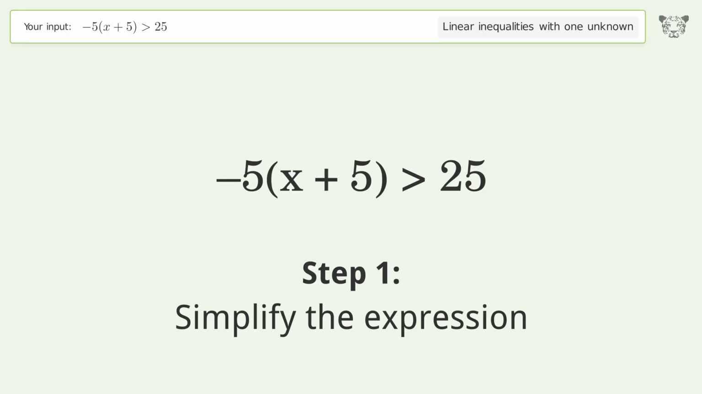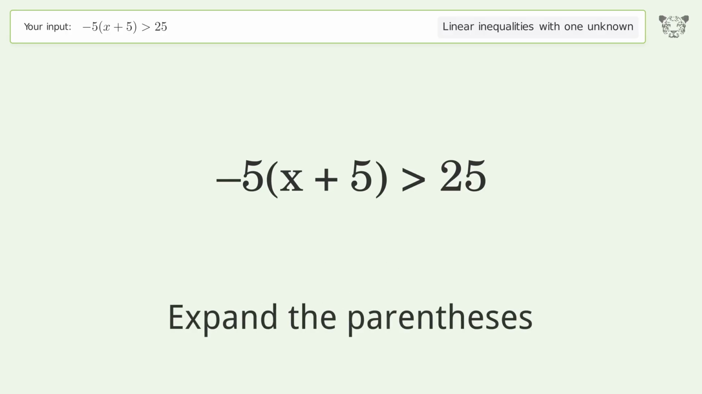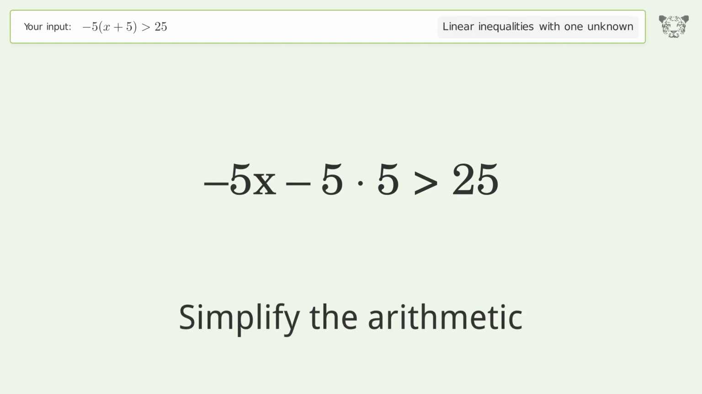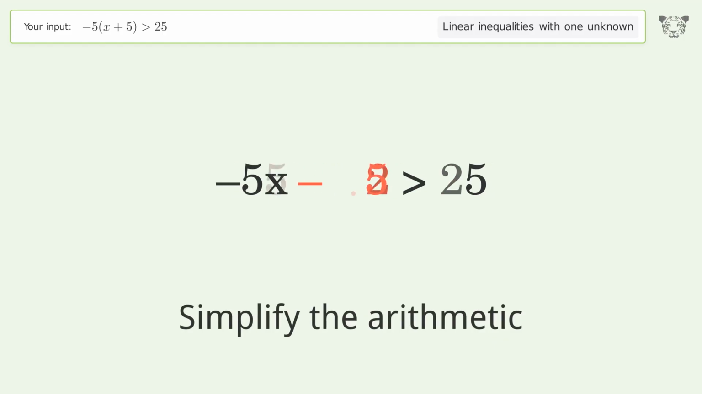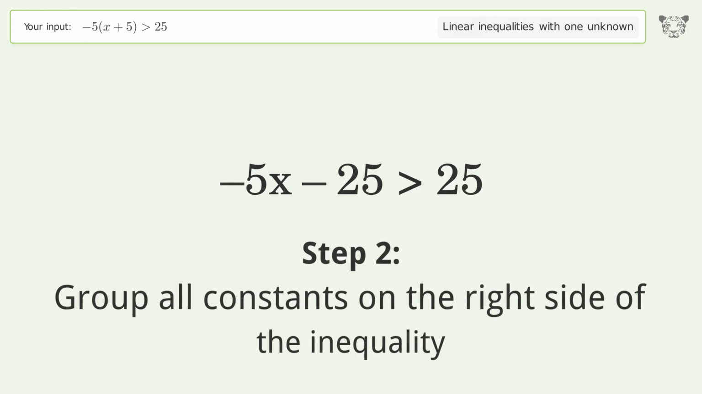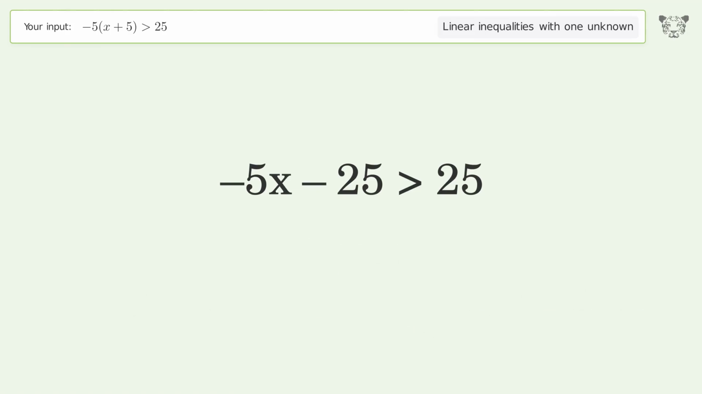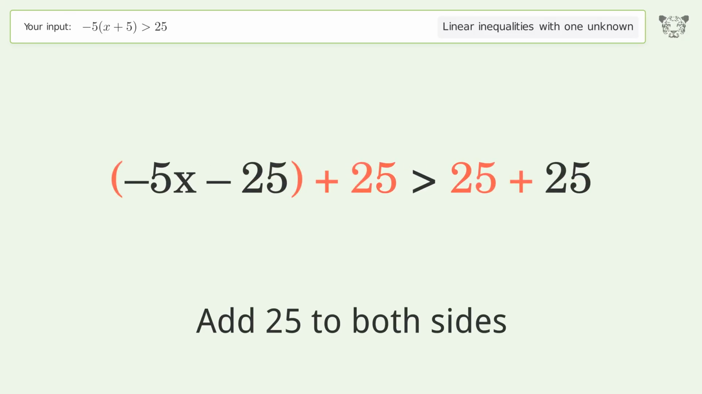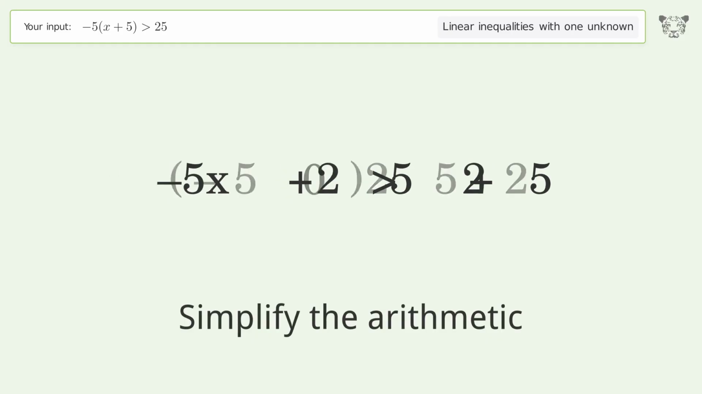Simplify the expression. Expand the parentheses. Simplify the arithmetic. Group all constants on the right side of the inequality. Add 25 to both sides. Simplify the arithmetic.